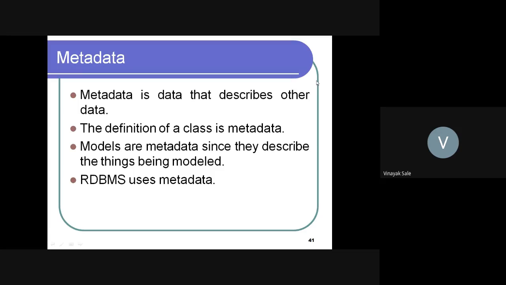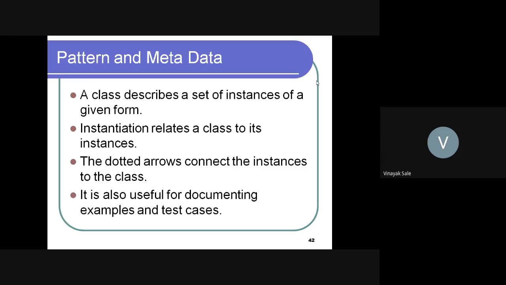Then the next concept is metadata. Metadata is data that describes other data. That is, in short, data for data. So the definition of a class is metadata. Models are metadata since they describe the things being modeled. Then an RDBMS uses metadata. These are examples of metadata.